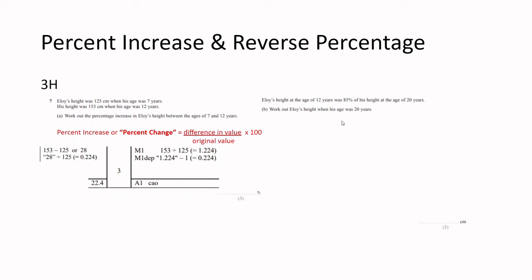Question B I mentioned in the previous video as well because it's often very difficult to read these questions. We're not looking for 85% of some known value. We have a value and we know that it's 85% of some unknown value. We know that 153, his height at 12 years old, is 85% of however tall he is at 20 years. So we could set up an equation for this. The known value is a given percentage of some unknown value.